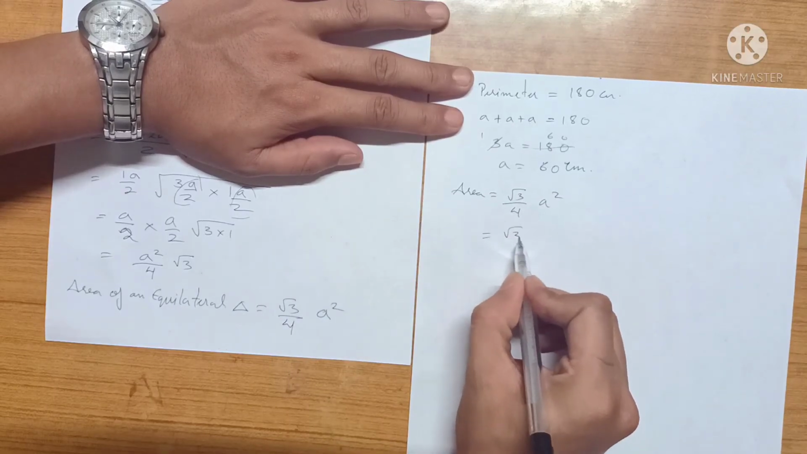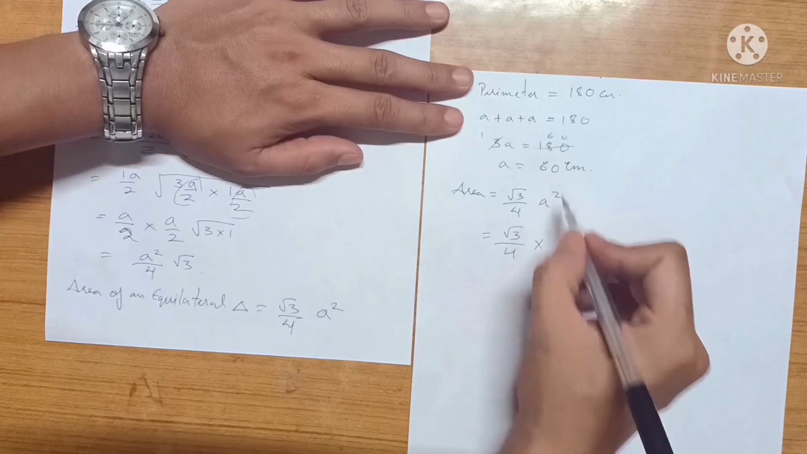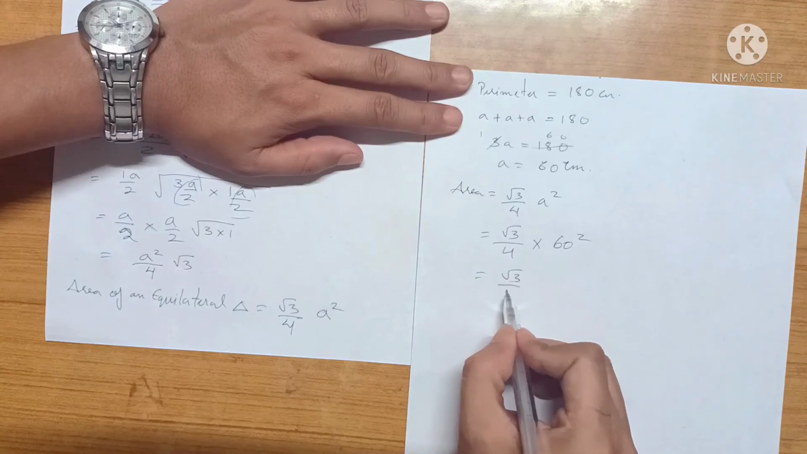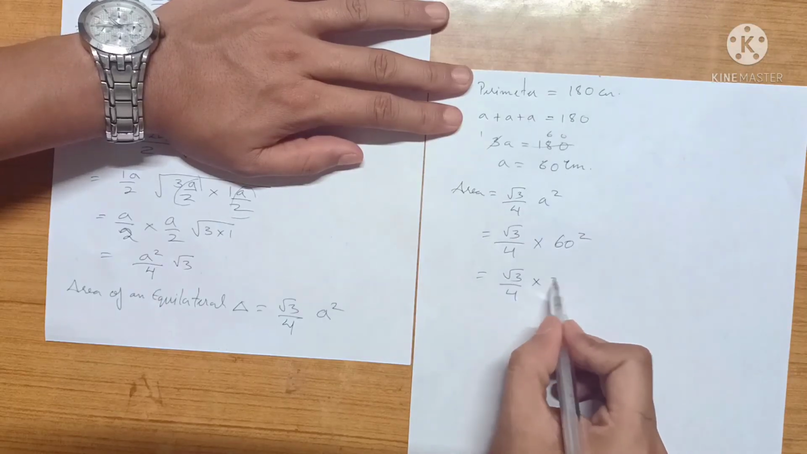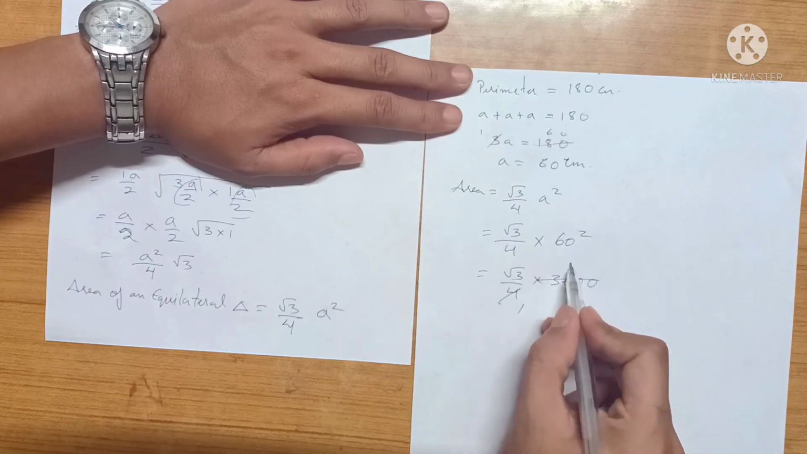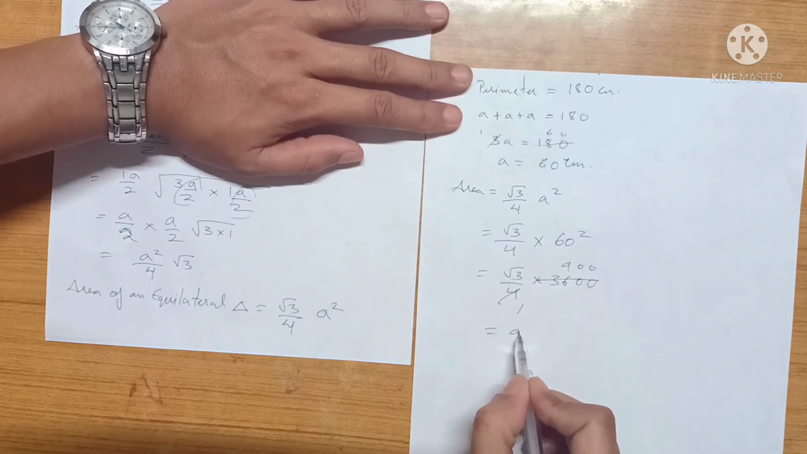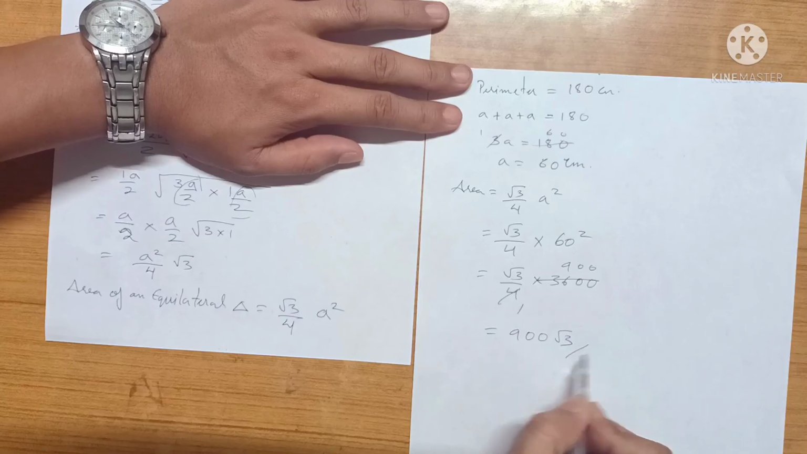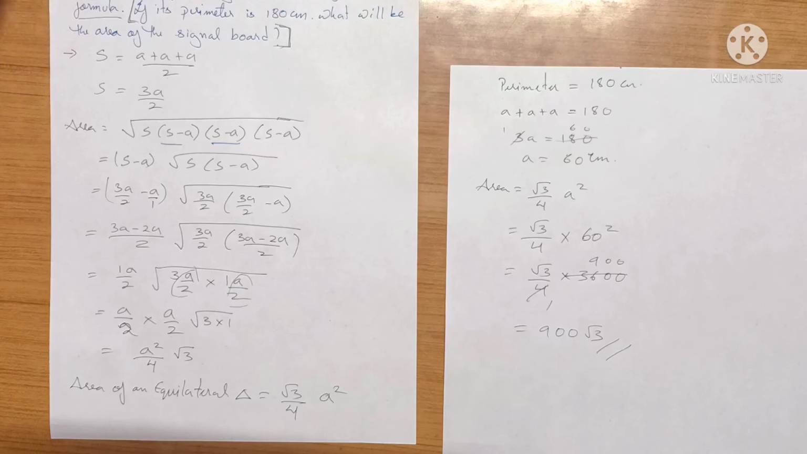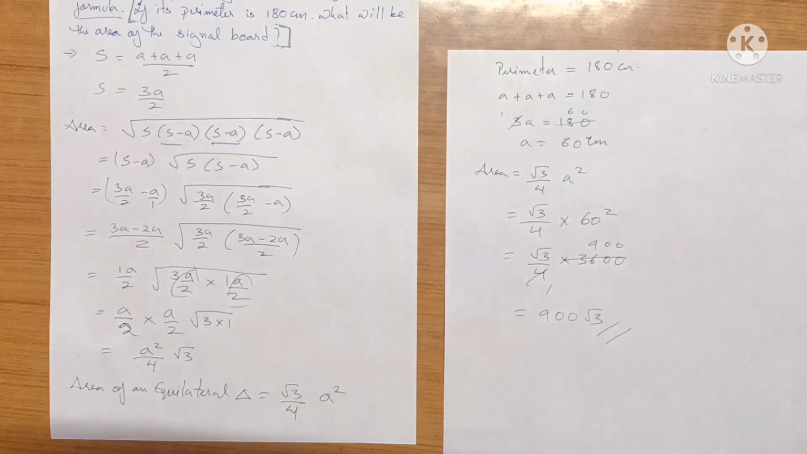So area, instead of using Heron's formula, because this is way shorter, equals root 3 by 4 a square, root 3 by 4 into 60 square. Since a is 60, 6 sixes are 36, and 0 0, since there are two zeros. 4 ones are 4, 4 nines are 36, so we're getting 900 root 3, which is the final answer. So yes, that's it.